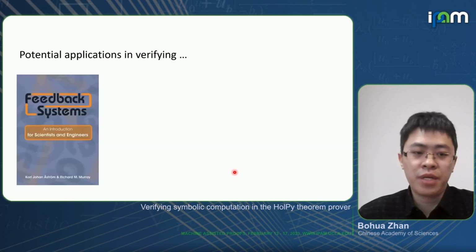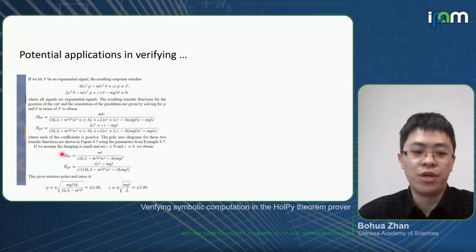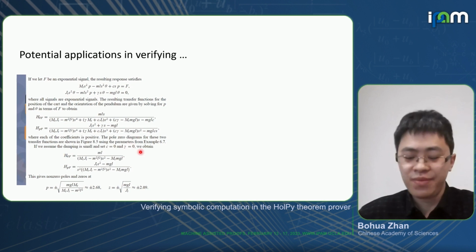And the potential applications that we are thinking of include things like verifying computations in engineering. For example, we may be interested in the design of feedback control systems. And in textbooks for feedback control systems like this, we would frequently see computations like this, and we may want to be able to verify all these calculations are correct.